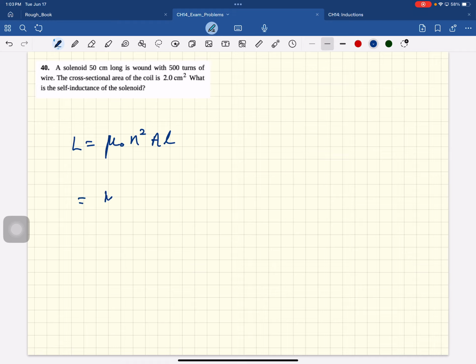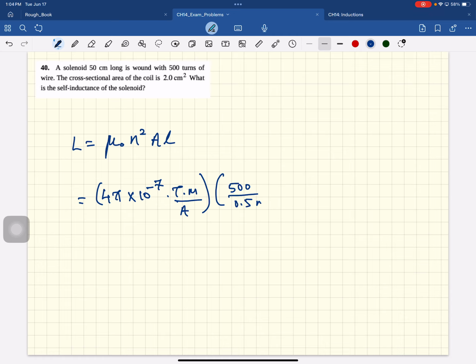Right, mu naught is the permeability of free space, which is 4 pi times 10 to the minus 7 Tesla meter per amp. N is 500 turns divided by 0.5 meters. So that's 1,000 turns per meter. And the cross-sectional area is 2 centimeters square, that's 2 times 10 to the minus 4 meter square, and length is 0.5 meters.